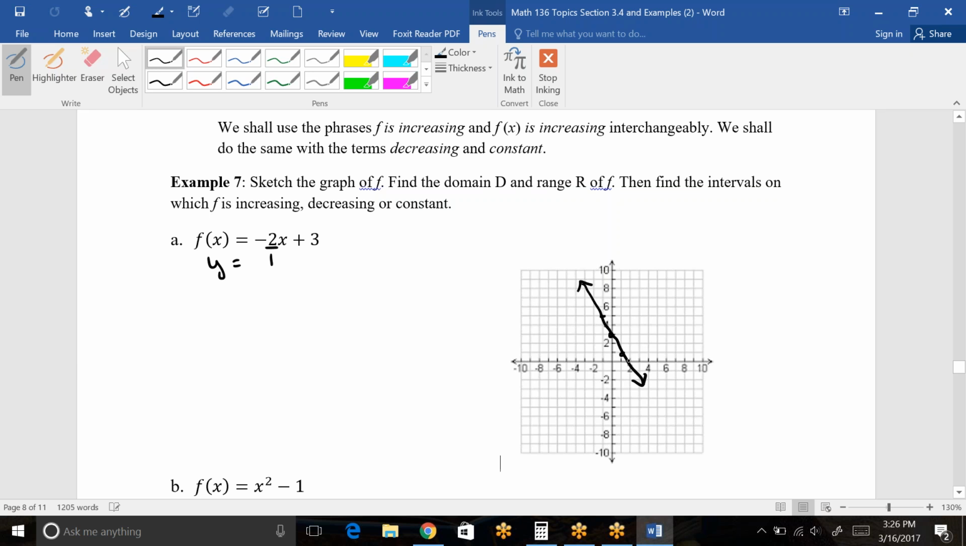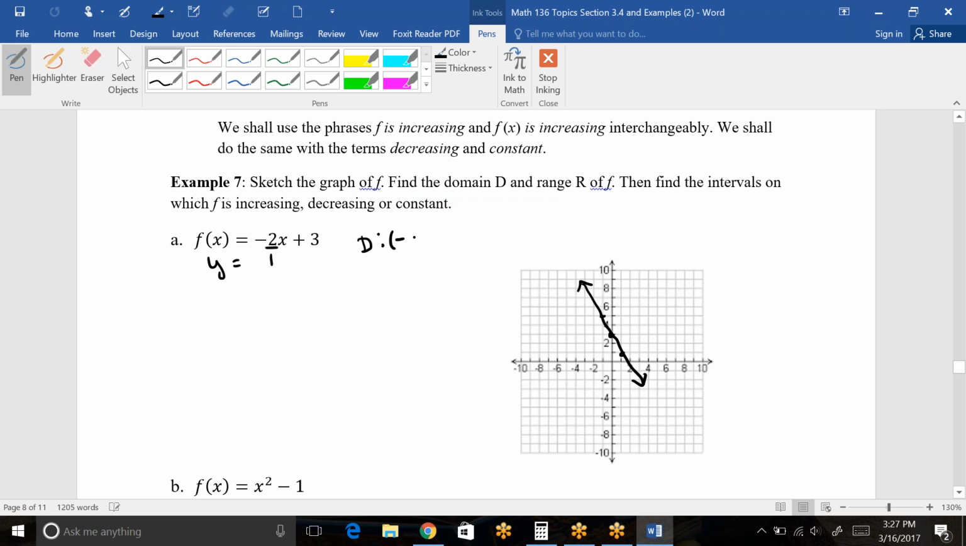It looks like it crosses the x-axis at 2, but we can double check that. It doesn't. That's probably not an accurate picture. It doesn't ask me to find that, but if you want to find it, you can plug in 0 for y and solve for x. It's actually going to be 1.5, probably, is what it looks like.